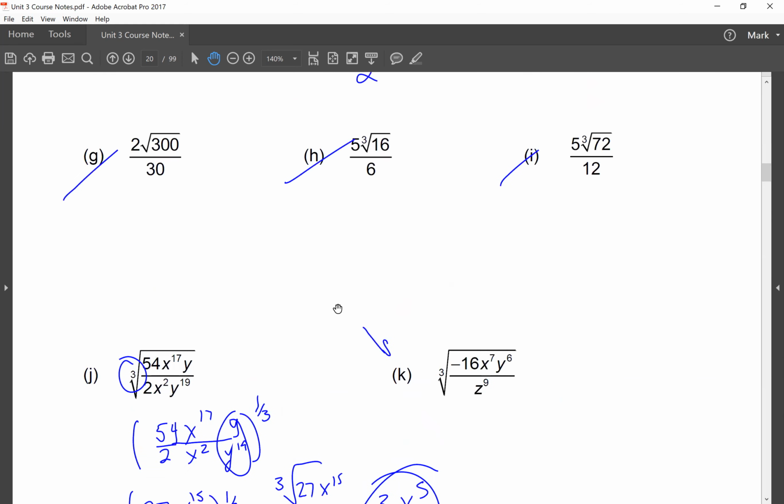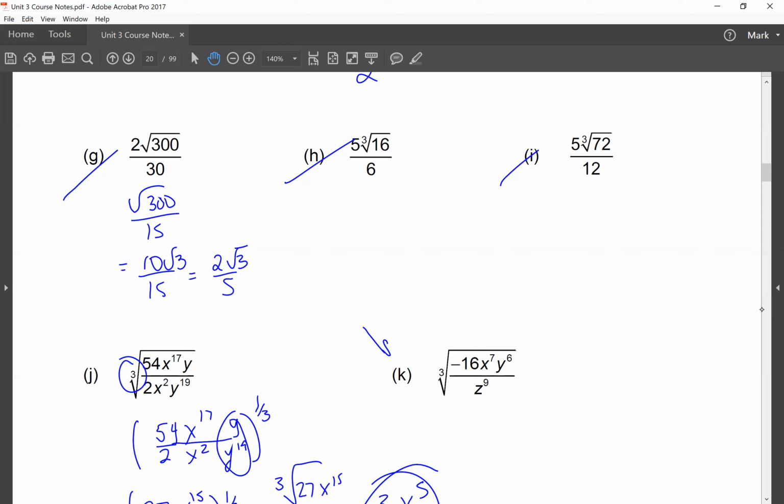Okay, so let's look at the answers here. For this one, root 300 over 15 is not the answer, is the first thing. And then you could put root 300 in on your calculator. So I get 10 root 3 over 15. And then I reduce the 10. So this would be 2 root 3 over 5. Again, you can do this whole thing on your calculator.